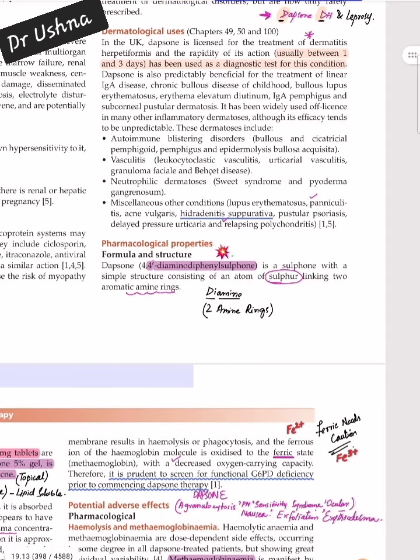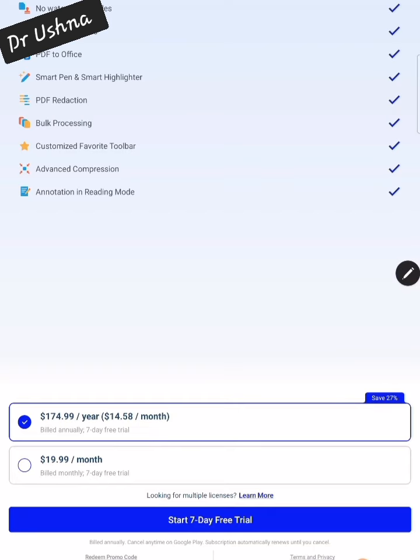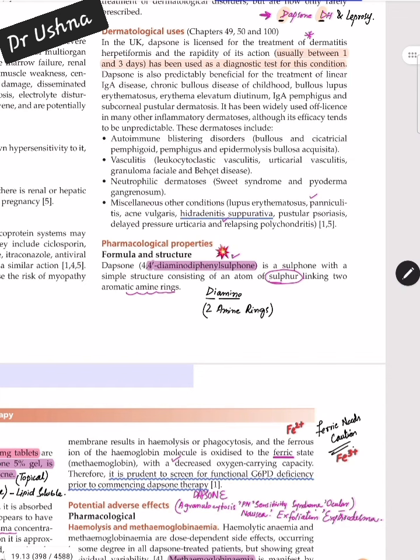The next important viva question is: what is the other name for dapsone? This is a very favorite question for the examiners. The other name for dapsone is diamino diphenyl sulfone. This is a very important name to remember. By the name diamino diphenyl sulfone, it is evident that it is a sulfur group connected to, or surrounded by, two aromatic amine rings. This is additional information, no need to worry about it. Just remember the name diamino diphenyl sulfone.